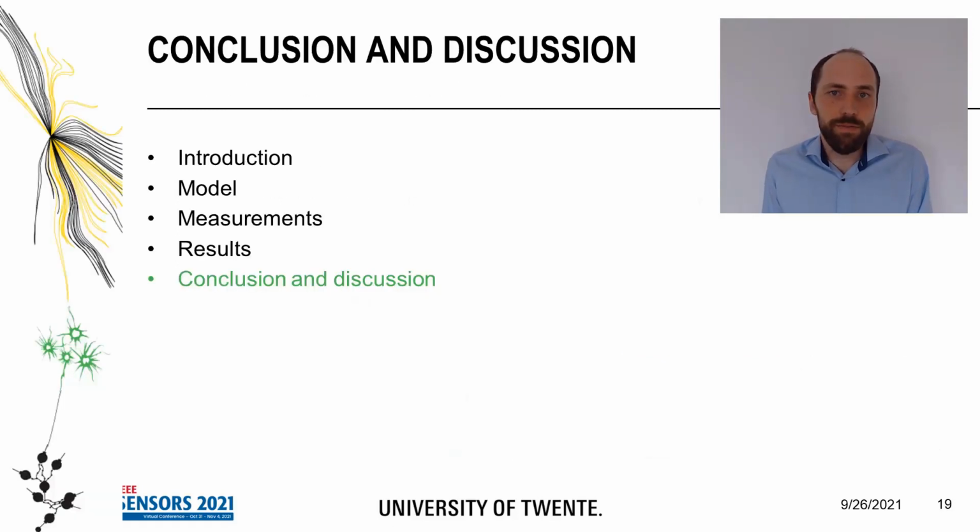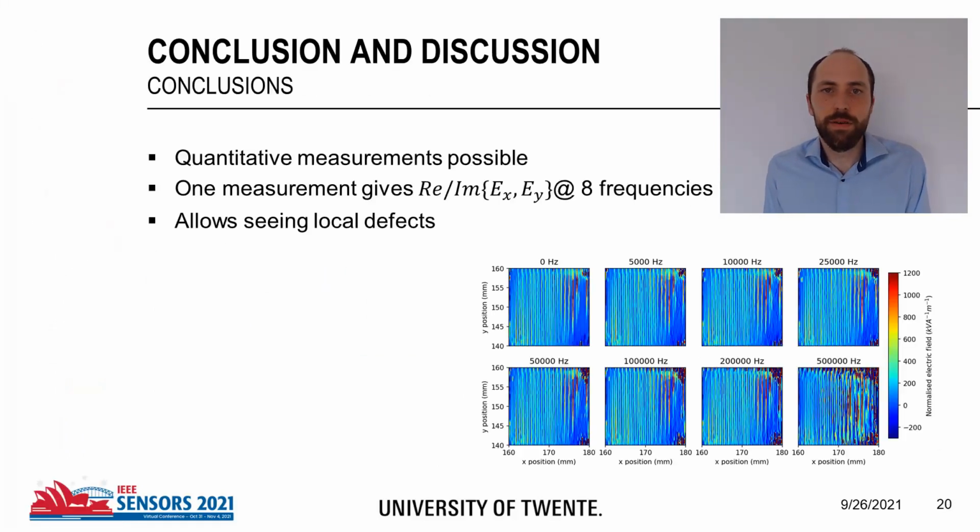Now, which conclusions can we draw from this, and what can still be improved? Well, first of all, we have shown that this technique is well suited to do quantitative measurements of the electric field distribution inside 3D printed conductors. Also, we can conclude that it produces a lot of data. One measurement gives the real and imaginary part at 8 different frequencies, so that's 16 plots. Also, we have seen that this data can be used to detect local defects in the print, such as improperly connected lines that we see here.